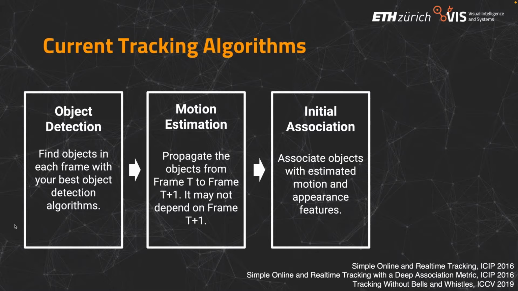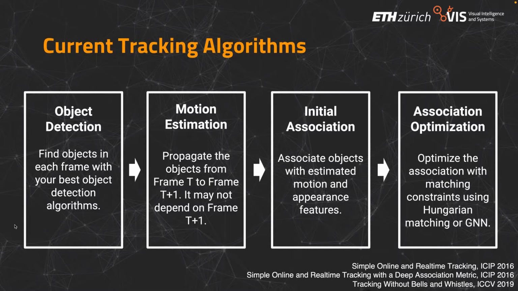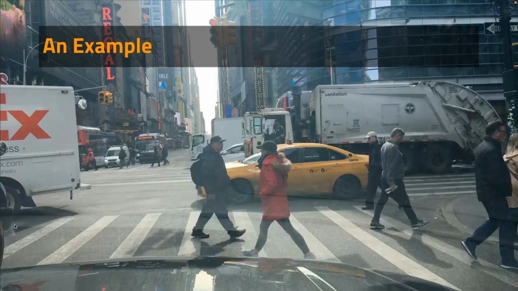And given those association scores between each pair of objects on two frames, like on frame t and t+1, we will do some post hoc optimization. Traditionally, we have been using a concurrent matching algorithm to match the objects across frames. And nowadays, a lot of people are trying to use graph neural networks to learn this optimization. Okay, so let me give you an example of this process.